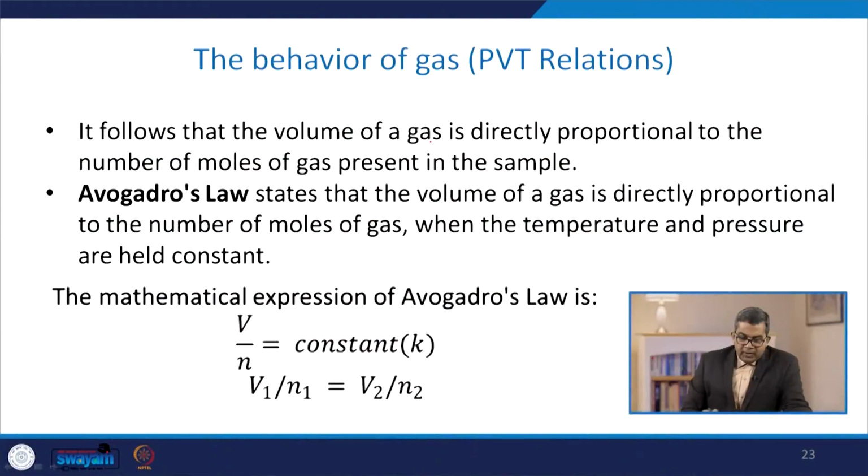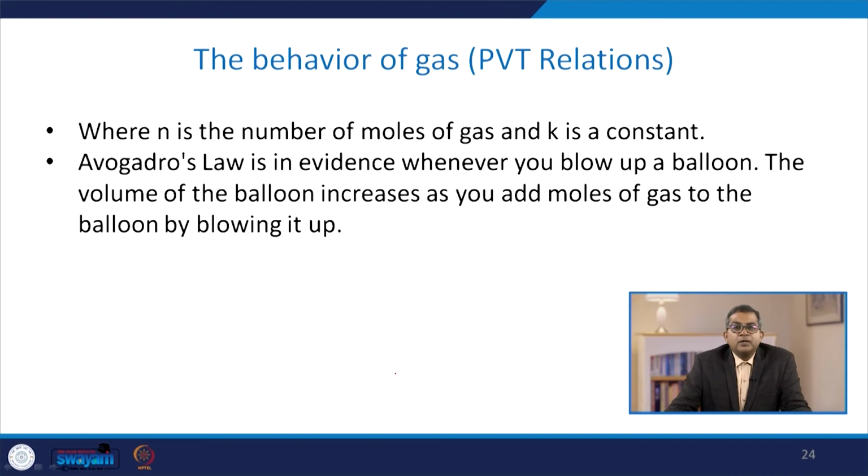The mathematical expression of Avogadro's law is V over N is equal to constant, or V1 over N1 is equal to V2 over N2, where N is the number of moles of a gas and K is as usual our constant. Avogadro's law is in evidence whenever you blow up a balloon: the volume of the balloon increases as you add moles of gas to the balloon by blowing it up.